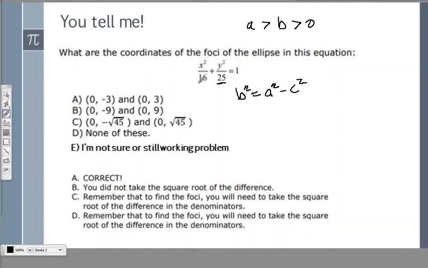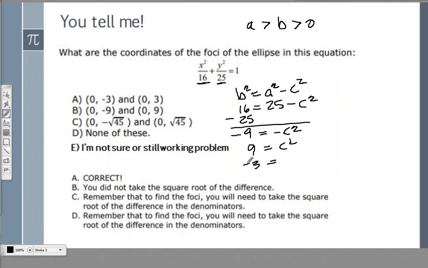So b squared is 16, a squared is 25 minus c squared. Now I just want to get that 25 over to the other side. So I get negative 9 equals negative c squared. Well, we can just get rid of that negative sign, multiply everything by negative 1. And so c squared is 9, and I take the square root of both sides, that gives me plus or minus 3. But remember, that's your trick right here. This is going to be your b value because your a value is always the greatest denominator.